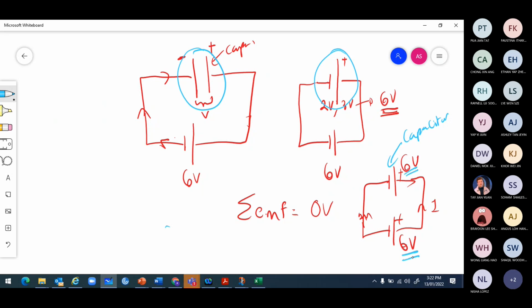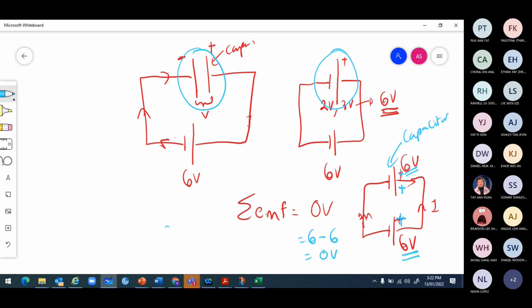the battery is also 6 volts. The positive terminal of the battery is connected to the positive terminal of the capacitor. What is the total EMF? You remember Kirchhoff's second law? Take the clockwise direction. The total EMF will be 6 minus 6, right? So the total EMF becomes 0 volts.